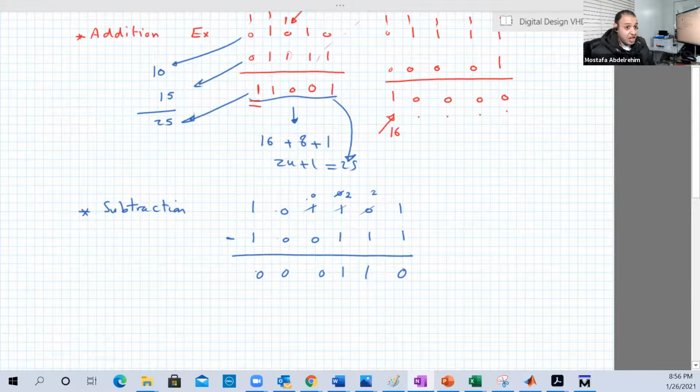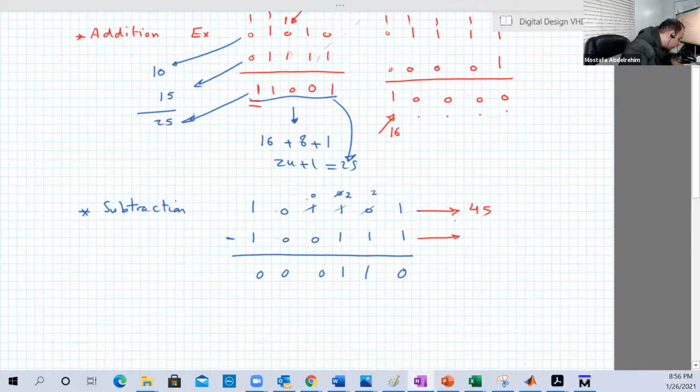Can we do verification? Yes. We can do verification by converting all 3 numbers to decimal. Okay, so let's do that. If we convert the first one, it would be 45. If we convert the second one, it's 39. Let's do this first, and then compare the results. So 45 minus 39 is basically 6.